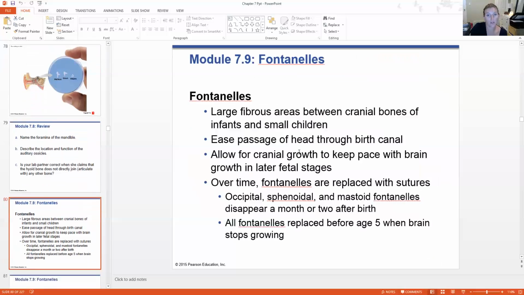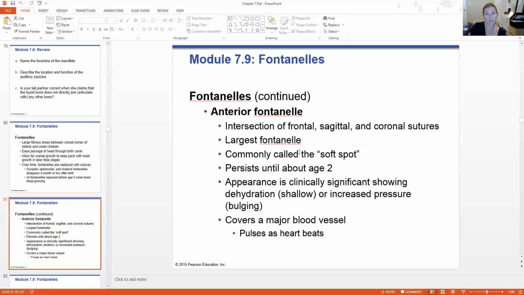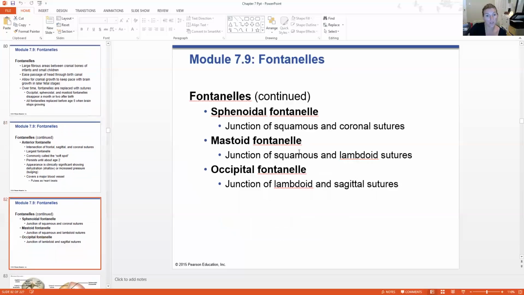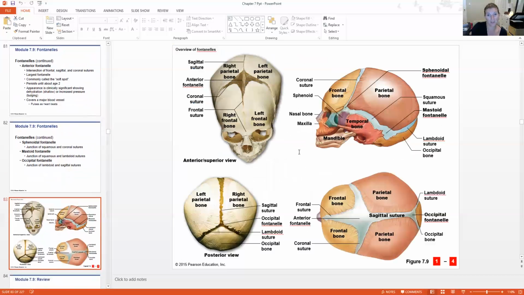The fontanelles are the fibrous areas where the skull has not yet fused on a fetal or infant skull. And there's an anterior fontanelle. This is the largest fontanelle. This is the soft spot. It usually goes on until about age 2, once the skull finally fuses all the way. There's also a sphenoidal fontanelle, a mastoid fontanelle, and an occipital fontanelle. They're just smaller, less noticeable, but they're still there nonetheless.